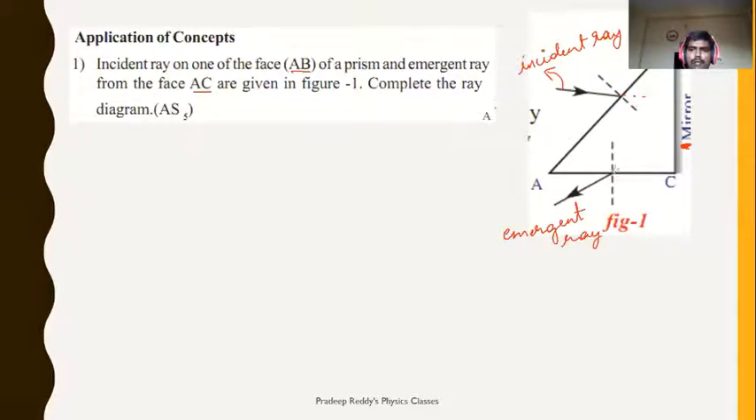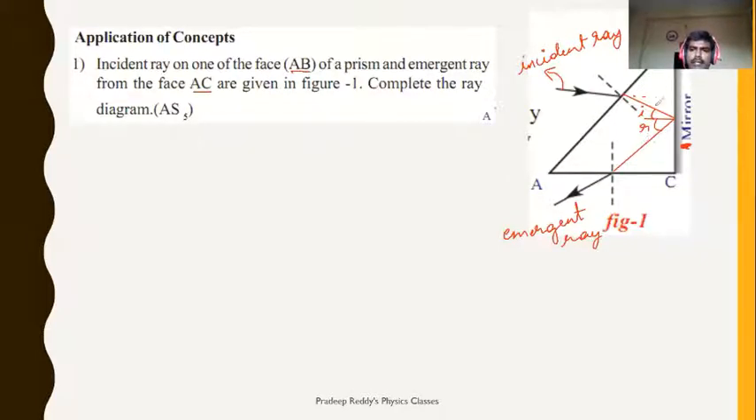Now from here, this is one light ray, and this is another light ray. This is the normal, and for the mirror, the angle of incidence is I, and the angle of reflection is R. Okay, this is the incident ray and this is the reflected ray because it is a mirror on the face BC.